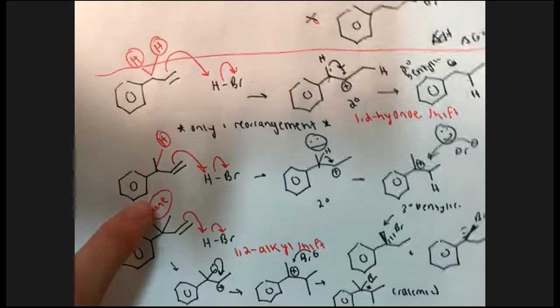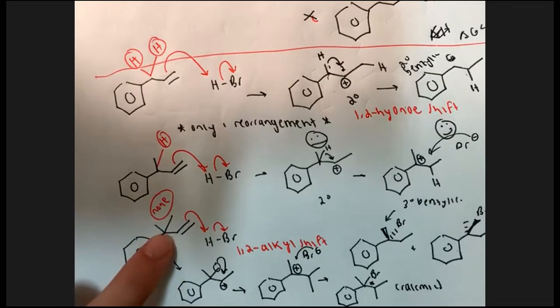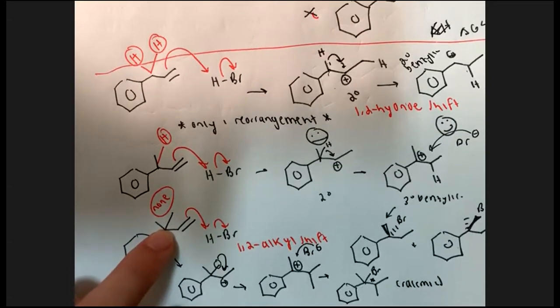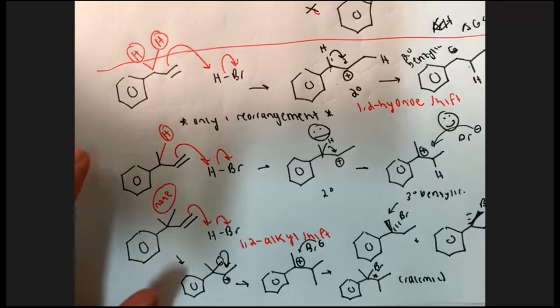Again, below here, we had a hydrogen. So we could do, again, another 1,2 hydride shift. However, down here, there are no hydrogens, so we can't do a 1,2 hydride shift, but we can do a 1,2 alkyl shift. So now go back to this one in the middle.